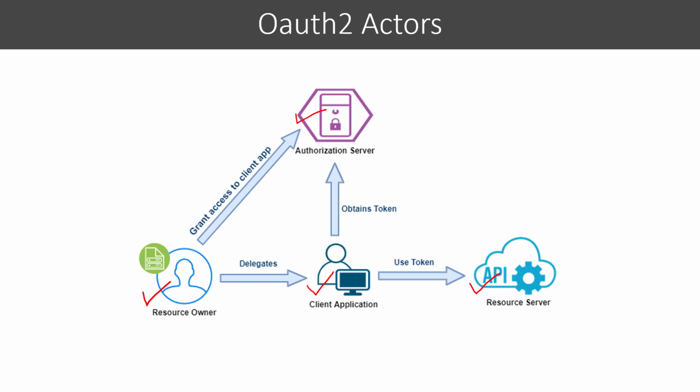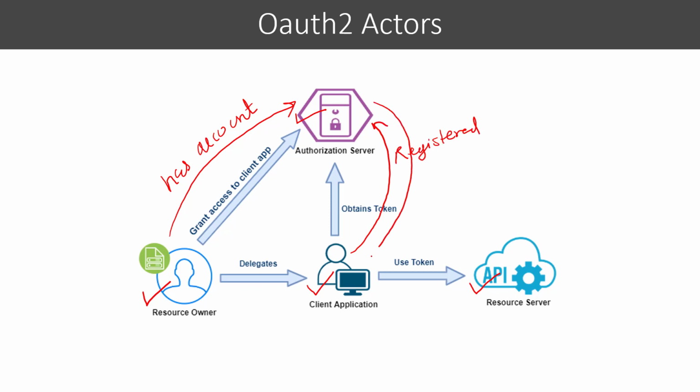So the overall flow works like this. The resource owner has an account with the authorization server. The client application is registered with the authorization server, and the authorization server issues a client ID and client secret to the client application. So whenever the client application wants to access an API resource, it obtains an access token from the authorization server.